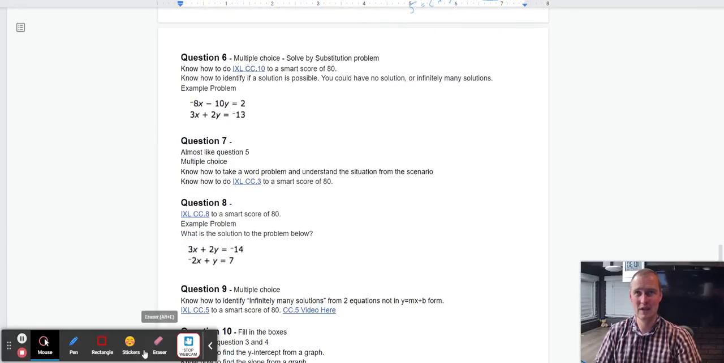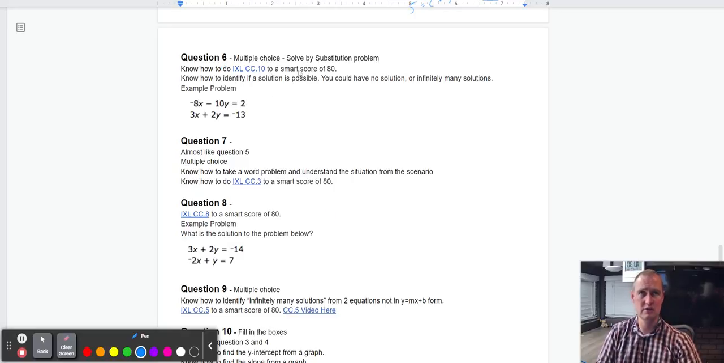All right, question number 6 is a multiple choice question, and you're going to solve by substitution. What's going to be helpful here is make sure you know how to do IXL CC10 to a SMART score of 80. If you know how to do that, you're going to be just fine. And know how to identify a solution if it's possible. Now, be careful on question 6 because they can give you something called a no solution or an infinitely many solutions as an answer. And you have to be able to pick that out.